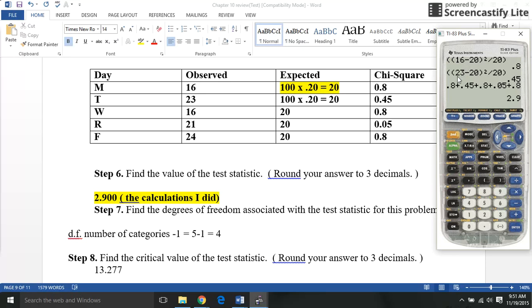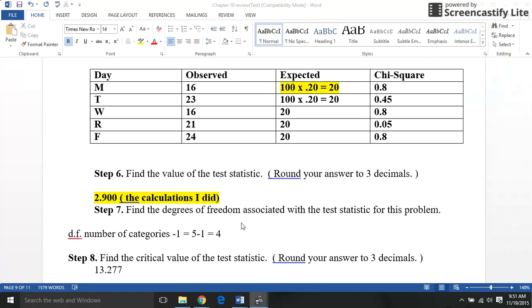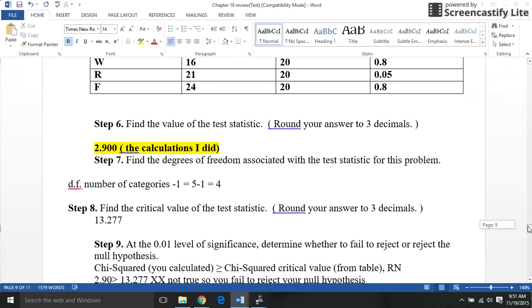So let's look at Tuesday. It's 23 minus 20. Square it over 20 gives me 0.45. And I did this for Wednesday, Thursday, and Friday too. If I add all these chi-squared values up, I get 2.900. And this is the test statistic and the calculations I did. So the next thing it wants me to do is find the degrees of freedom. The degrees of freedom is the number of categories minus 1. So the number of categories we have is there's 5 days of the week, which is each a category, and a minus 1, and I get 4.